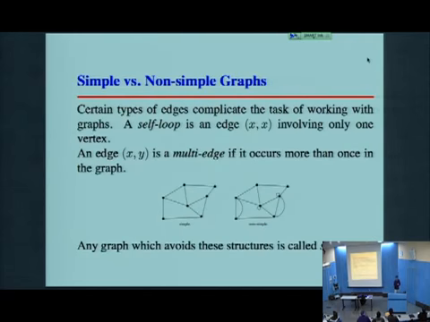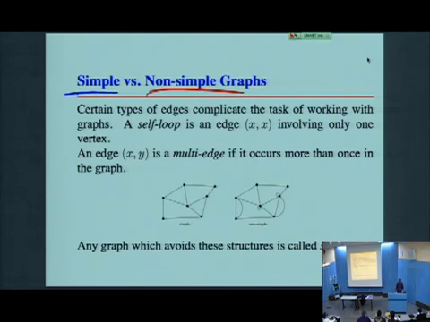Another distinction, which is maybe a little more esoteric, but still important, certainly very important if you can actually program it, is the distinction between what I would call a simple graph and a non-simple graph. A simple graph is one where the edges are between pairs of vertices where the vertices are distinct and there are not multiple edges between a pair.